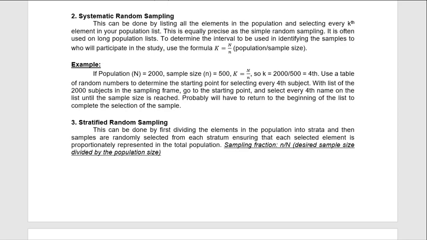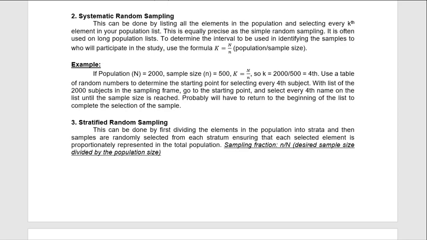Okay? So with the list of 2,000 subjects in the sampling frame, go to the starting point and select every fourth name on the list until the sample size is reached. Probably we'll have to return to the beginning of the list to complete the selection of the sample. Depende. No? Basta every fourth element on the list will be included onto your sample.